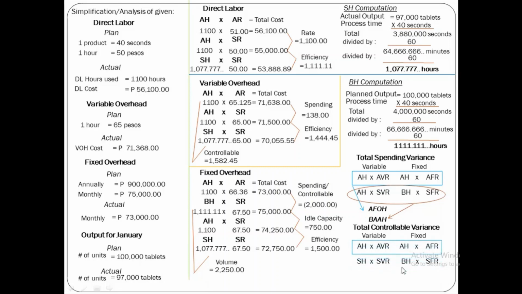So again, when you add the variable portion plus the fixed portion, you get the actual factory overhead. And if you add the standard hours times standard variable rate plus budgeted hours times standard fixed rate, you have what we call BASH. Again, that SH and AH is this one and this one. So that's how you get the controllable variance. The alternative formula is AFO minus BASH. So that's the end of part 2.